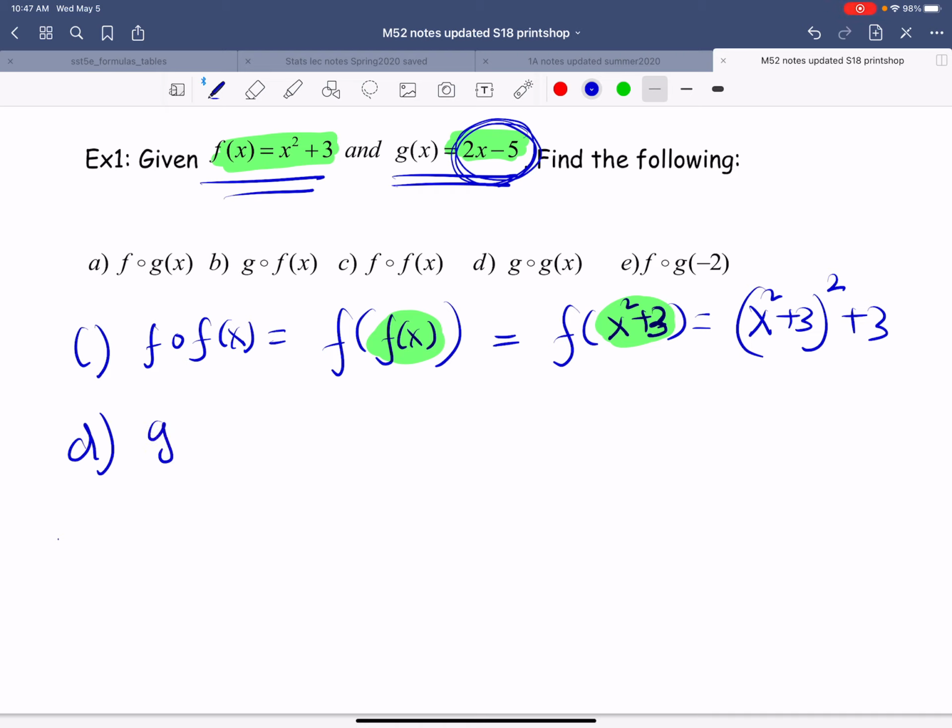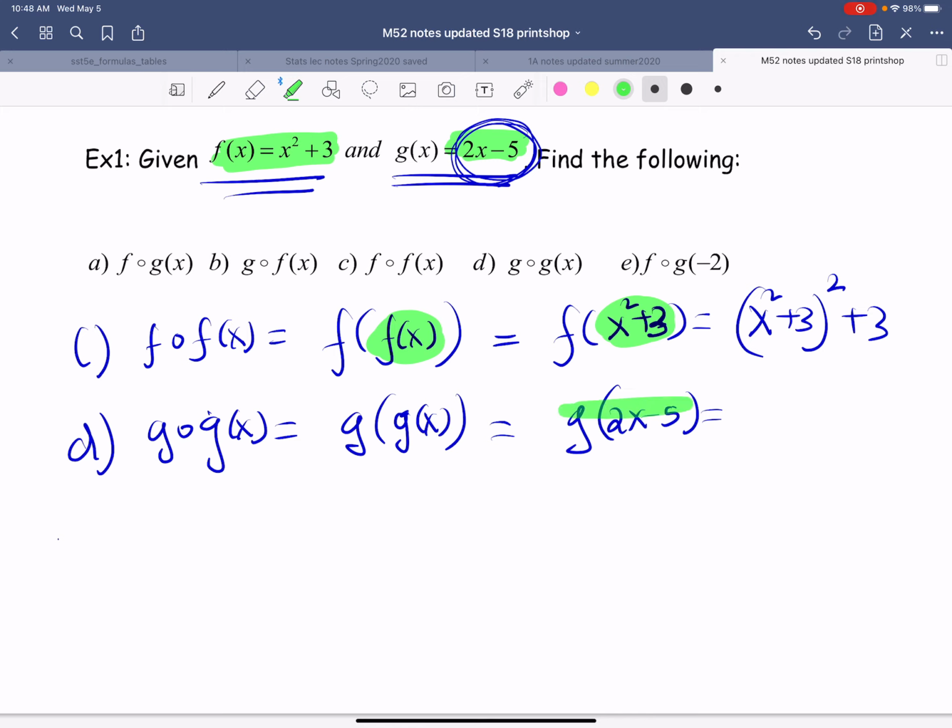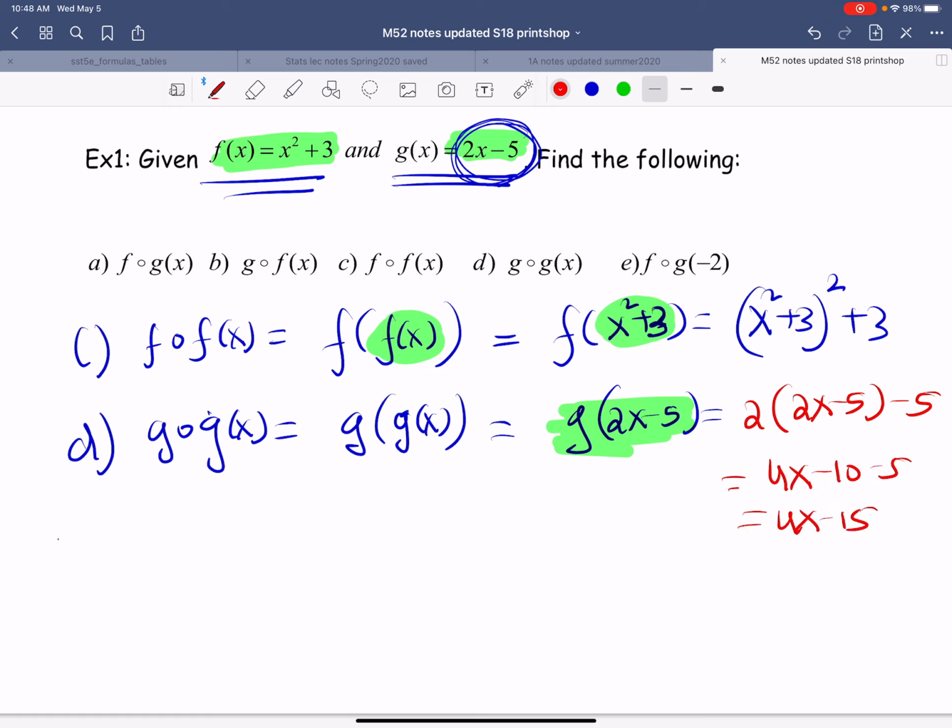G of g of x, well, for g of g of x, it's going to be g, and inside, the g function is going inside the g function. So my new x is going to be 2x minus 5. What does the g function do to something that goes inside? Well, the g function multiplies it by 2 and then subtracts a 5. And again, we can simplify. I'm not spending too much time on simplification because I'm assuming that you already know how to simplify. 4x minus 10 minus 5, which is 4x minus 15.